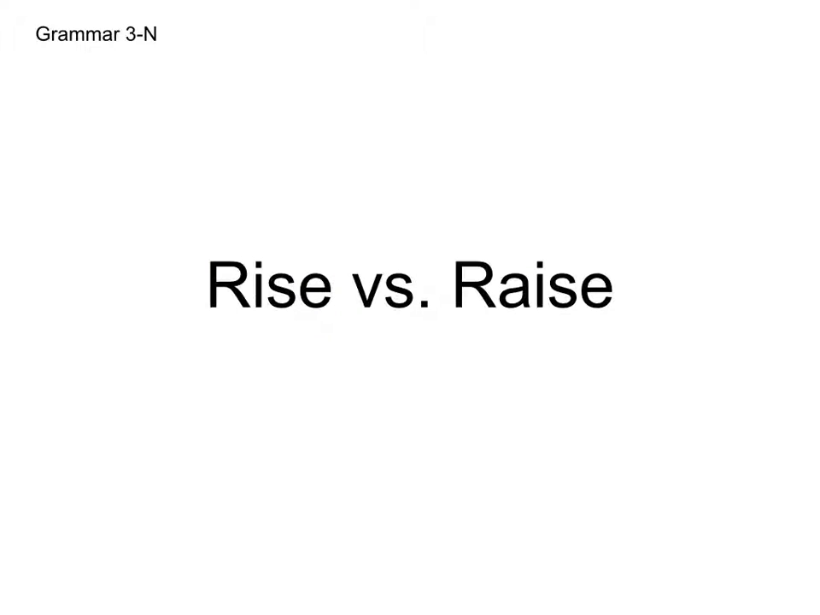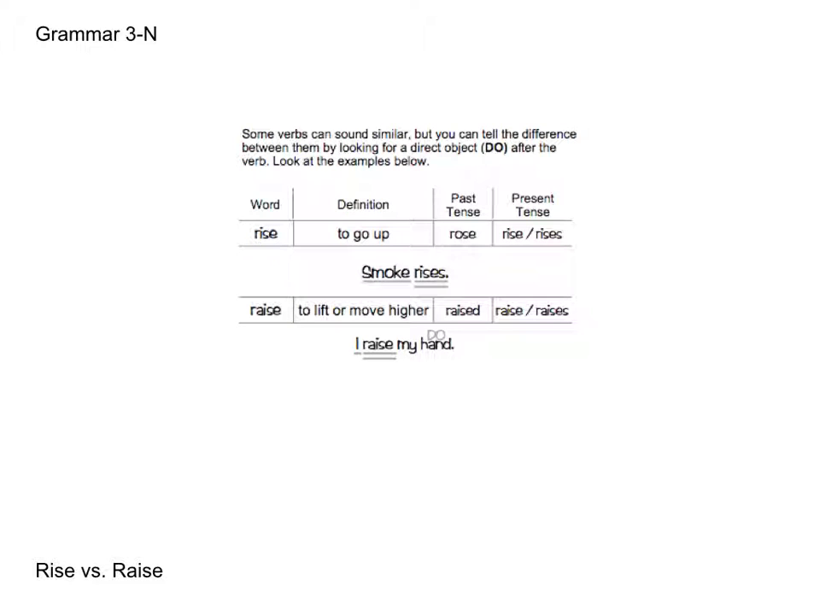Let's look at rise versus raise. It's a similar kind of theme where we have rise meaning to go up. The smoke rises. The smoke is completing the action of going up. Whereas to raise means to lift or move higher. I raise my hand. My hand is receiving the action of raising. Once again, let's do the action. I'm raising my hand. Something is receiving that action of lifting or moving higher. Whereas when I rise for the Pledge of Allegiance, that is me simply completing that action.